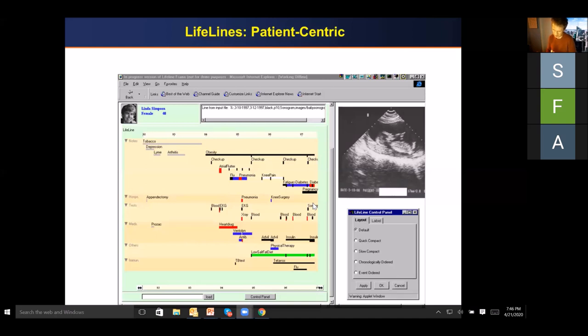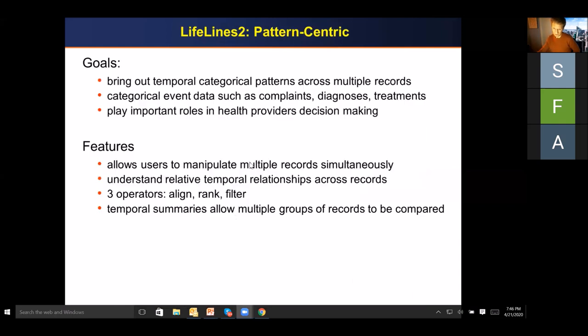There's just temporal ordering. You can infer causality, like you give this medication here and then the heart rate went down, right? Or you give this medication here and all of a sudden the pulse went up. You can quickly see this in the lifeline plot. It's a very well-known way to show medical data in one glance, bringing out temporal categorical patterns in complaints, diagnosis, and treatments. This is really good for health providers for decision-making.